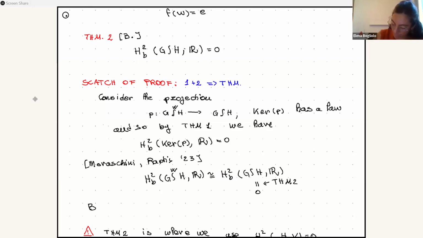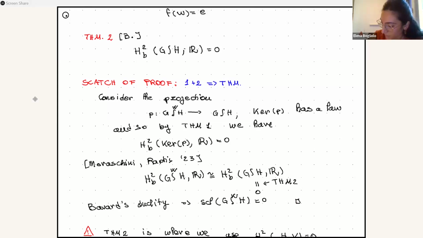And by Bavard duality, we obtain that the stable commutator length of the verbal wreath product of G by H is equal to 0. And this concludes the proof.